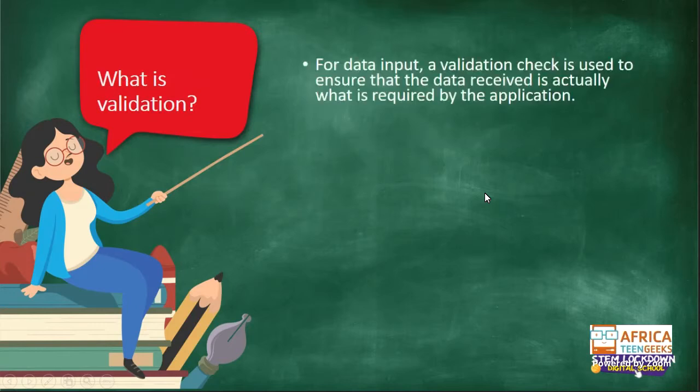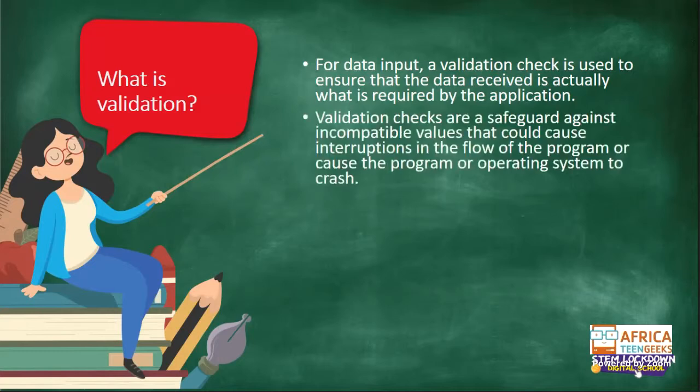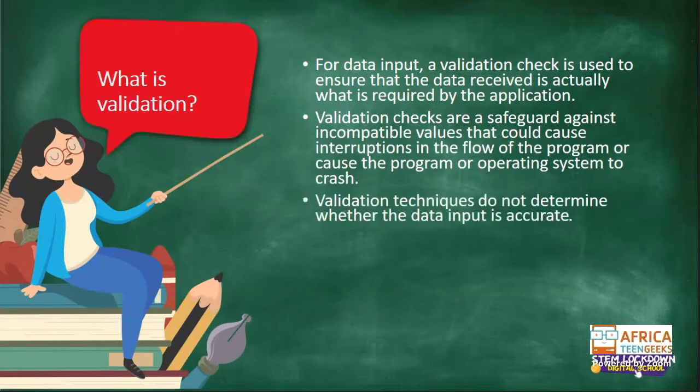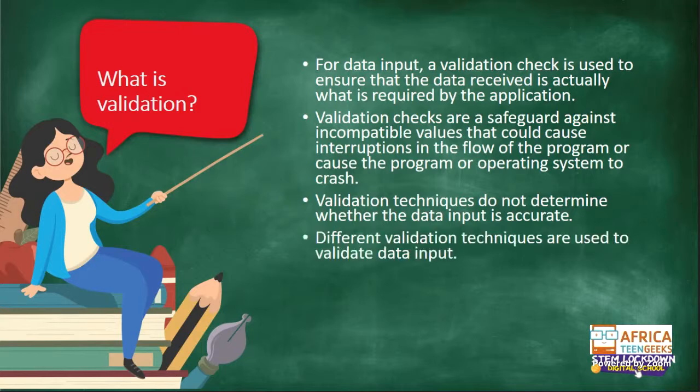So quickly, we did this on Friday. What is validation? It is to ensure that the data that was entered in the app is what is expected. And yes, it is a safeguard against incompatible types, because if you type in the wrong thing, the program may crash. A runtime error may occur. And as I said, it's just to determine if data is valid, not whether it's accurate or not. That's the job of verification.